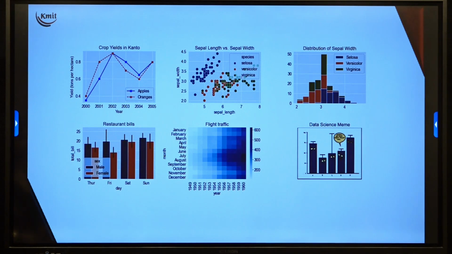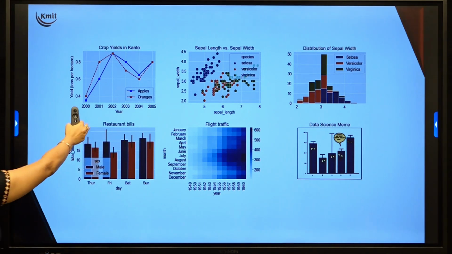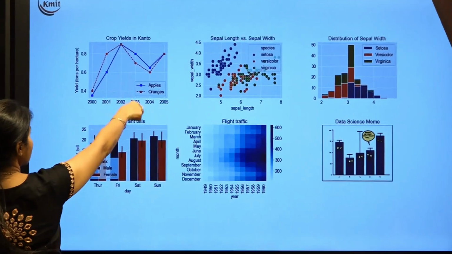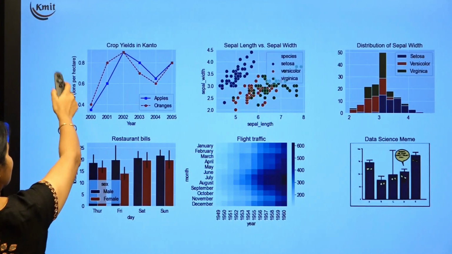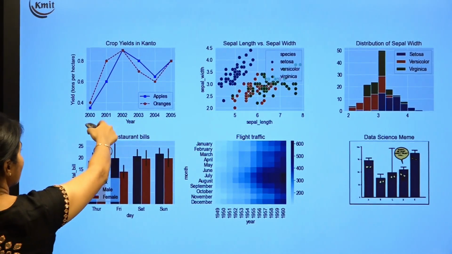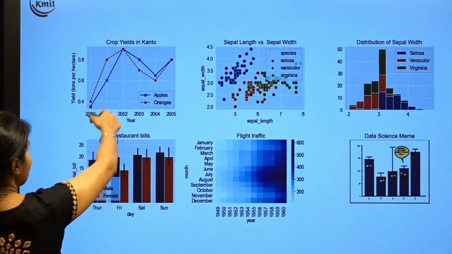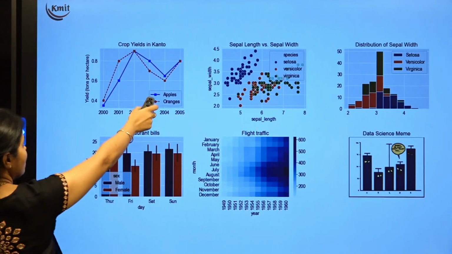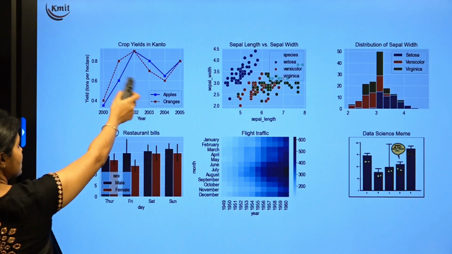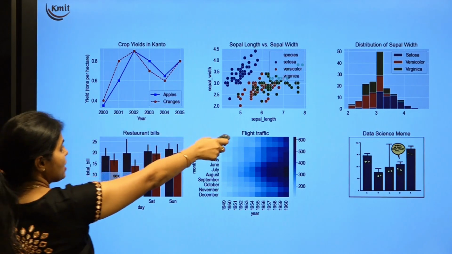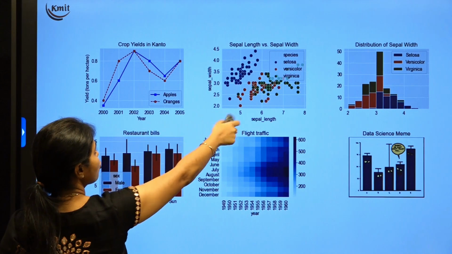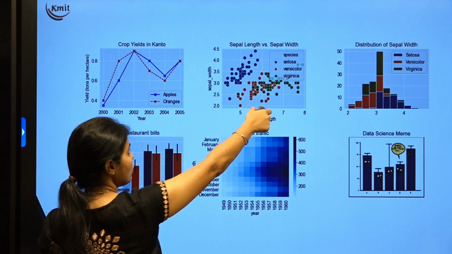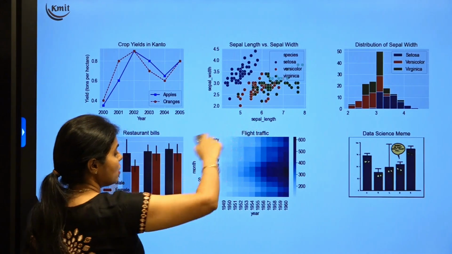As you can see, this is basic matplotlib, where we have plotting of the x-axis: year versus yield, crop yields. You can see which year has more yield or less yield, and this is called a legend, where blue represents apples and orange represents oranges. And this is the sepal length and sepal width of a flower called the iris flower, which has setosa, virginica, versicolor, different classes.